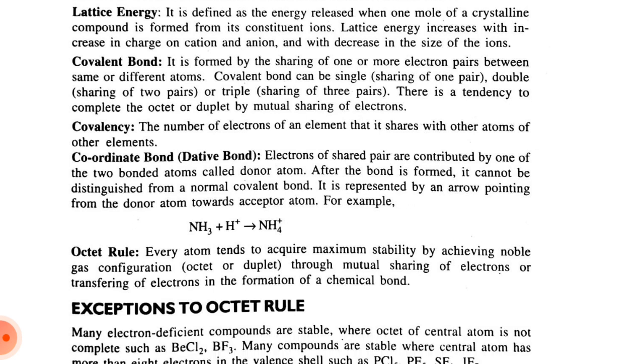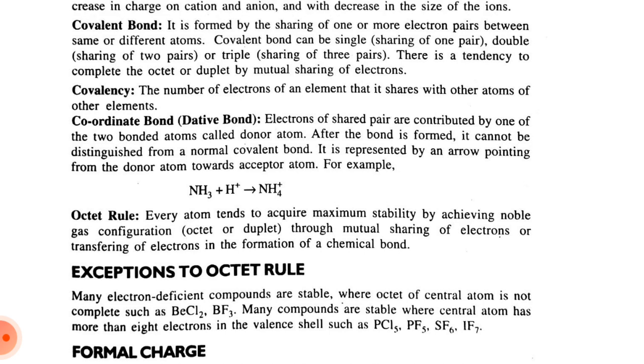Lattice energy. It is defined as the energy released when 1 mole of crystalline compound is formed from its constituent ions. Lattice energy increases with increase in charge on cation and anion, and with decrease in the size of ion.